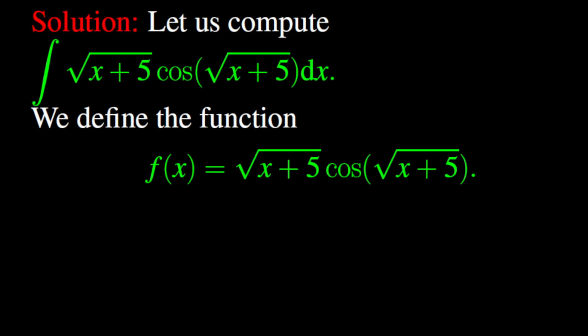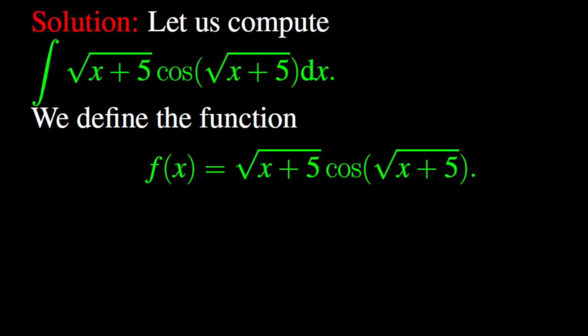In this case, the function square root of x plus 5 times cosine of square root of x plus 5 is a product of a radical function, square root of x plus 5, and a composition of two functions, the cosine function and the square root function. Because this product involves a radical function and a composition of a nonlinear function with the same radical function, it is a good idea to start with the method of substitution.